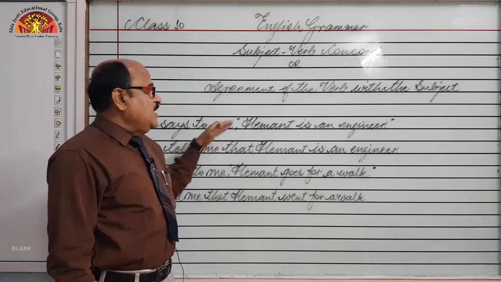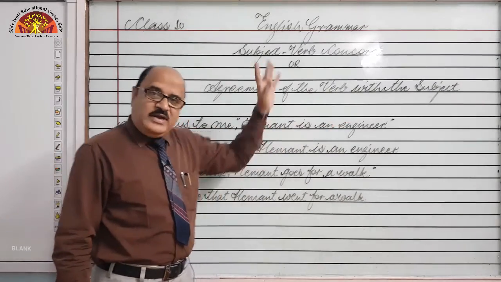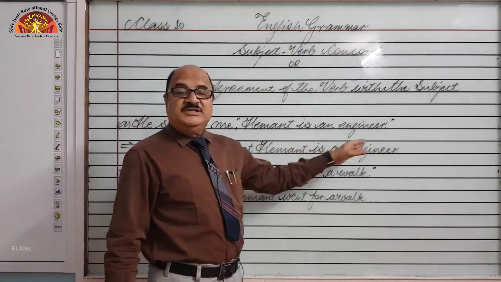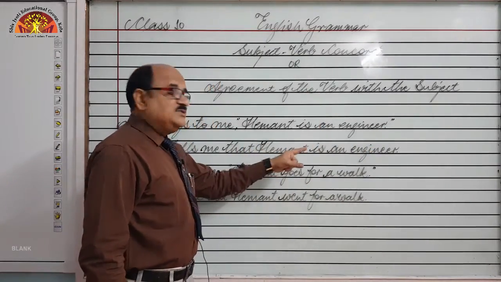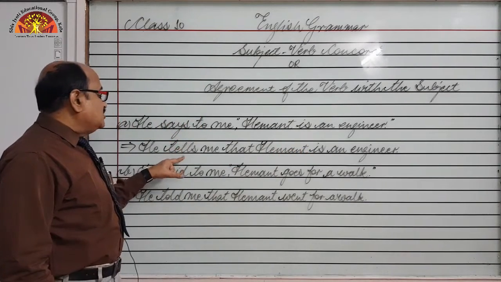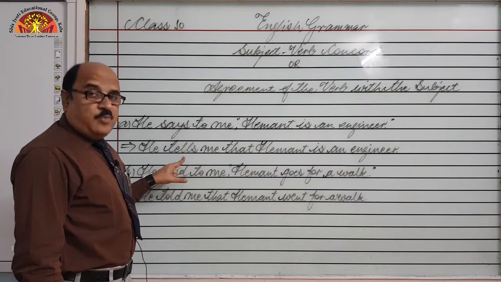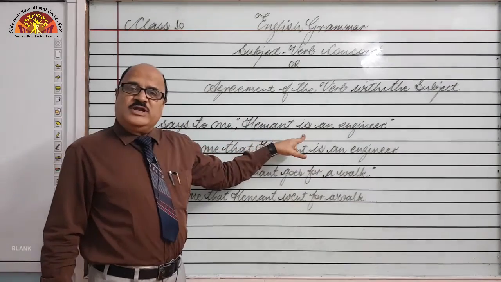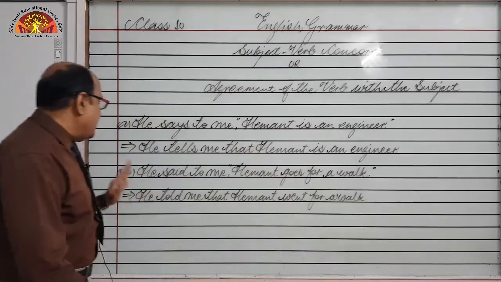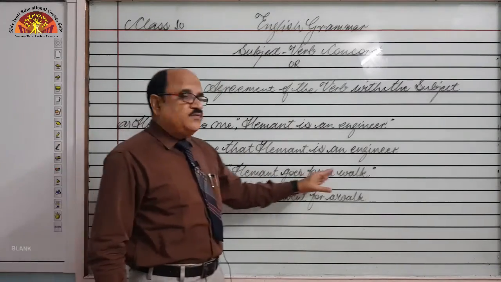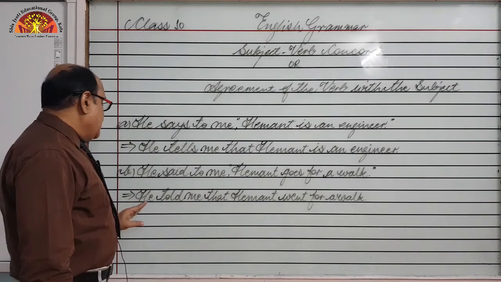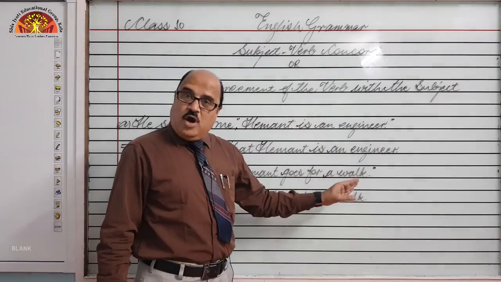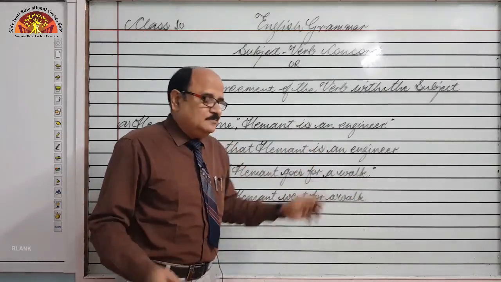He says to me, Hemant is an engineer, right? Then he tells me that Hemant is an engineer, right? I have not changed the tense because this first part, meaning the reporting speech, is in present, so no tense of the reported speech will be changed, right? Next, he said to me, Hemant goes for a walk. Then he told me that Hemant went for a walk. Why is this change?